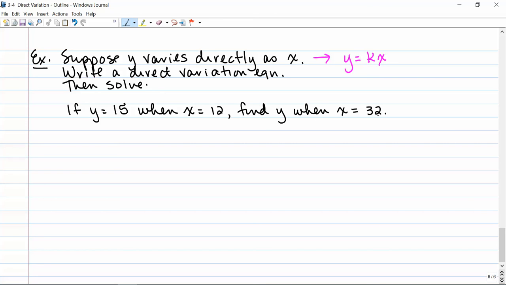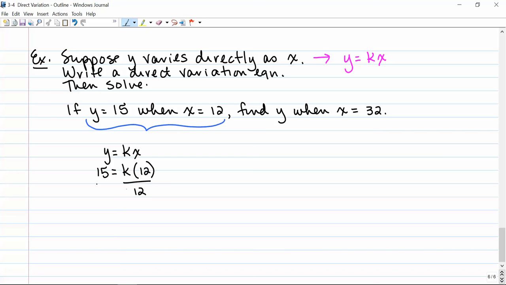So I really have to do two things here. First thing I need to do is to write a direct variation equation. And to do that, I'm going to use this information right here. Y is 15 when x is 12. And I'm going to use that to find what is my constant of variation. So when y is 15, I don't know what my k is, but I do know that x is 12. So let's use that to find k.